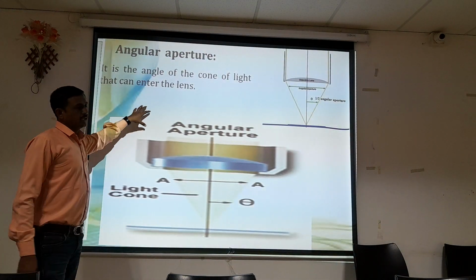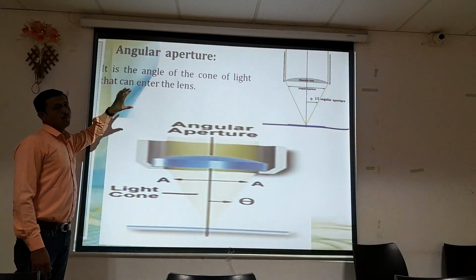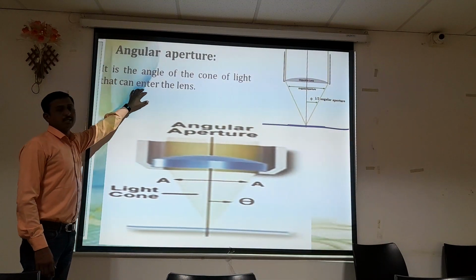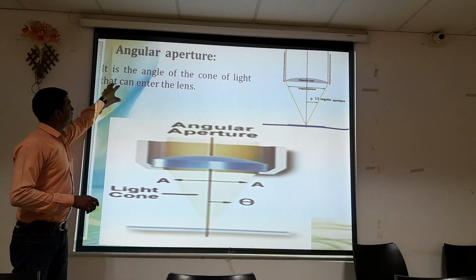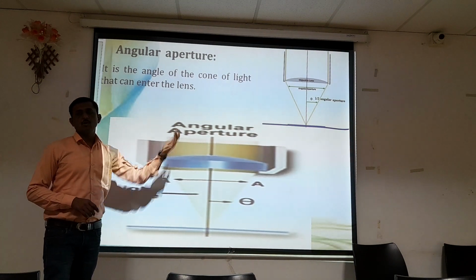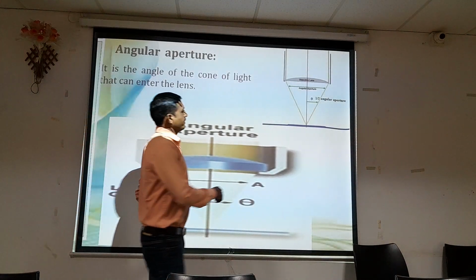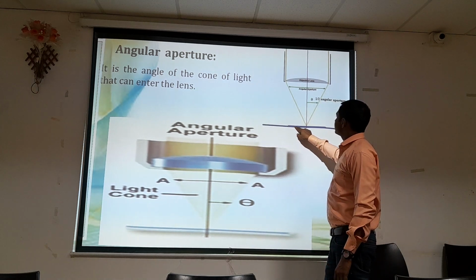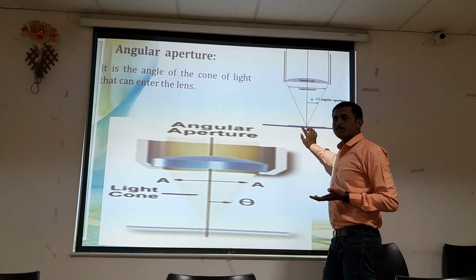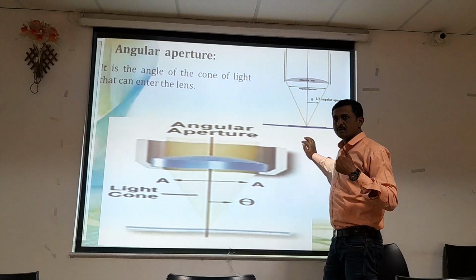Here is another term, angular aperture. It is the angle of the cone of light that can enter the lens. It is nothing but the angle of the cone of light entering the objective lens, and that is called the angular aperture. Here we can see a slide, and we have fixed your smear here, either with the help of a cover slip, or the specimen is uncovered.